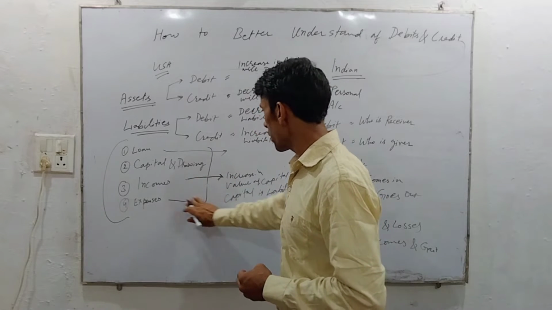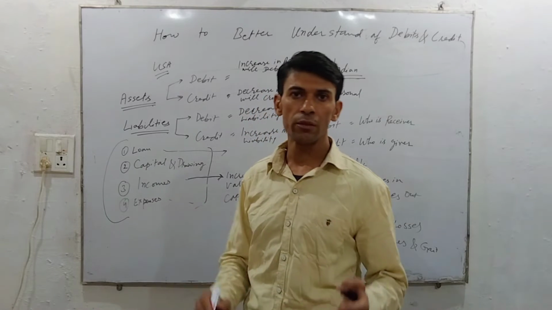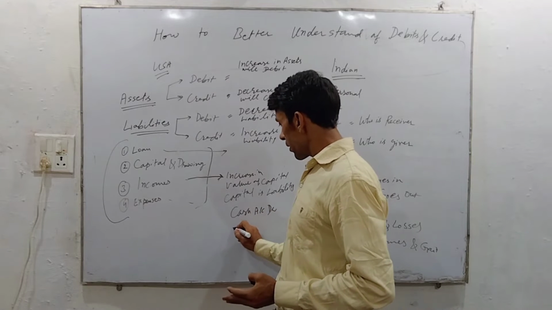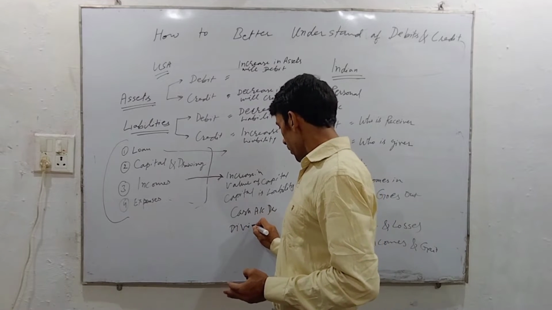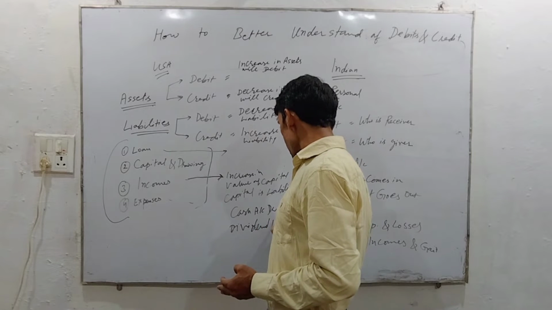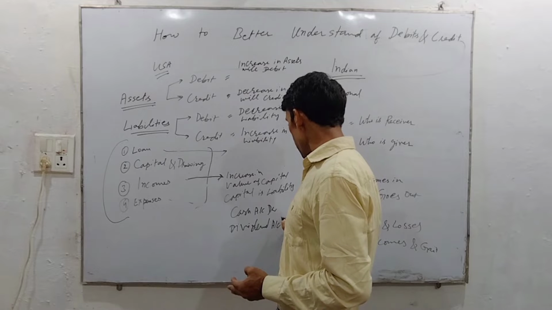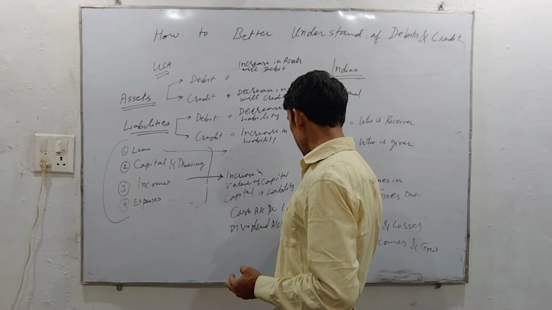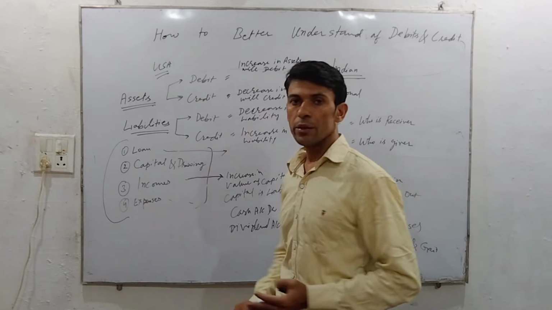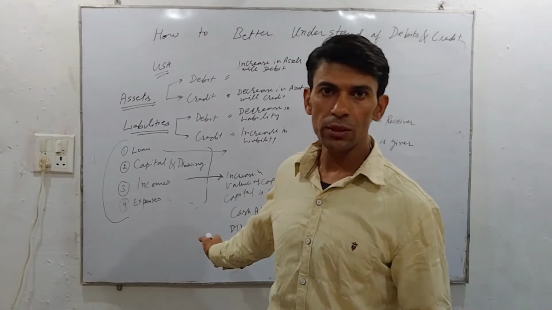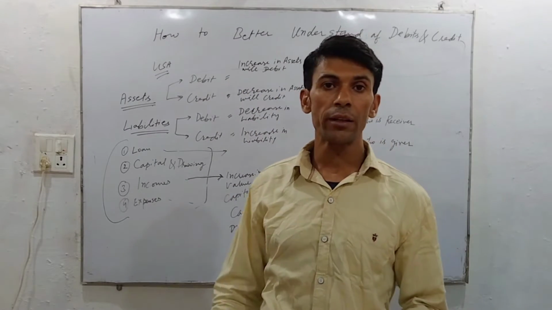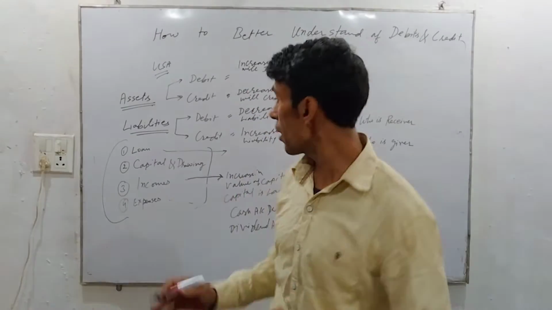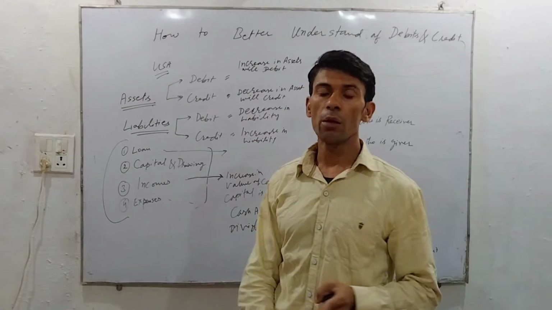So next we can pass the journal entry for this. Suppose we receive a dividend of 10,000: cash account debit and dividend account credit. Cash is our asset that increased, and dividend is income, an increase in the capital. An increase in the capital is an increase in the liability, so this rule will apply.